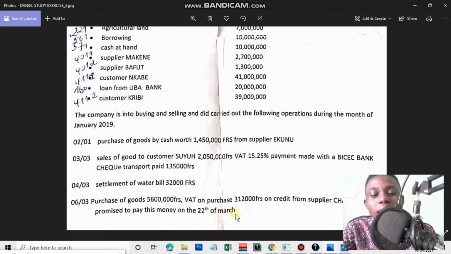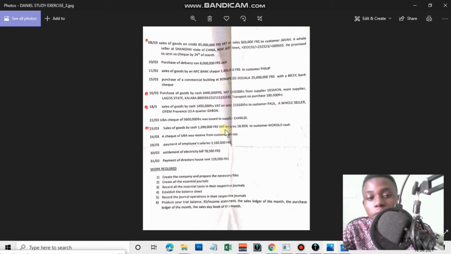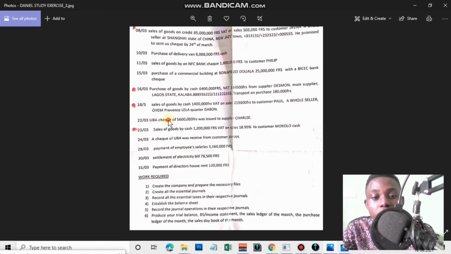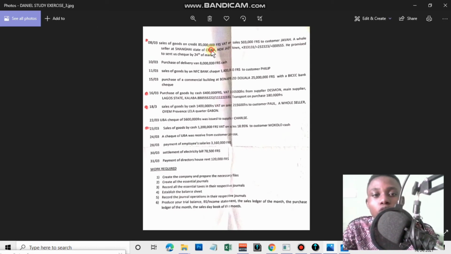It means I will actually pay this money on the 22nd and not on the 6th. So first of all we're going to skip it, because the cash journal follows the day of payment. So we're going to skip it. Going to the 22nd, you're going to show it. This is when he paid: UBA bank check 5,600,000 was issued to the supplier Charles. That's when we actually made the payment, so we cannot just record it at once.